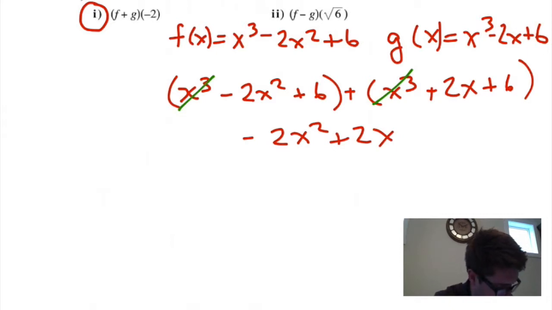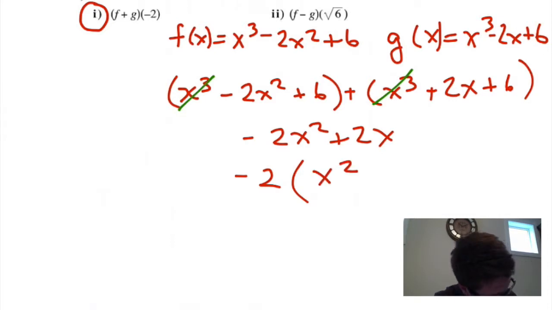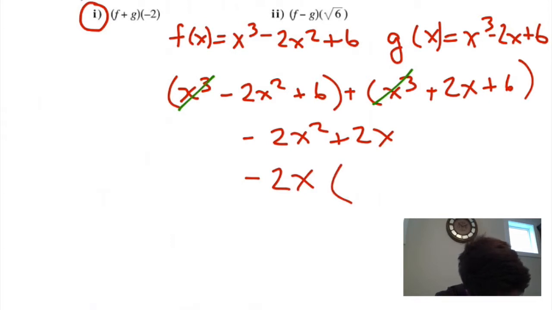So I have this resulting function of, let's factor it, negative 2x squared, or sorry, we'll pull out the x as well. We'll pull out that negative 2 and the x, and I get left with x minus 1.